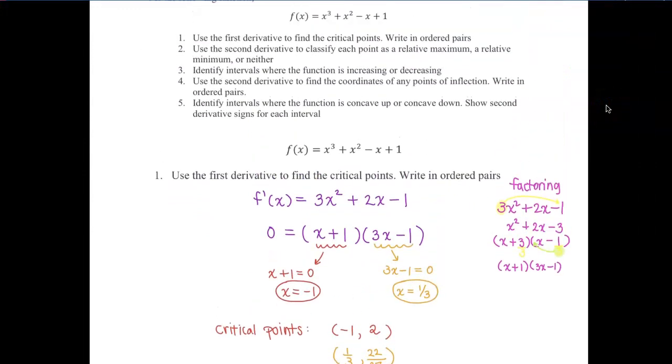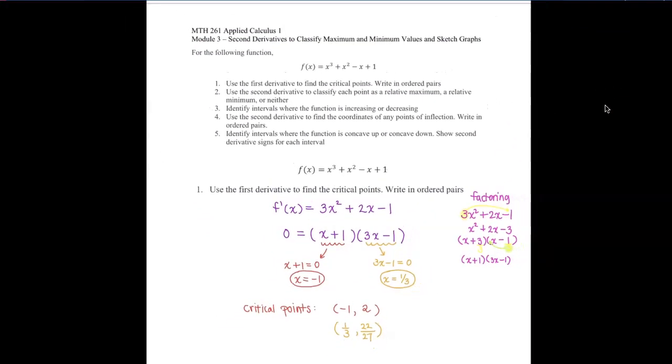So that was it for number 1. I think I'm going to create 5 separate videos for this 5-part problem. But this was the first part. We found an ordered pair for these critical points by setting the first derivative equal to 0.